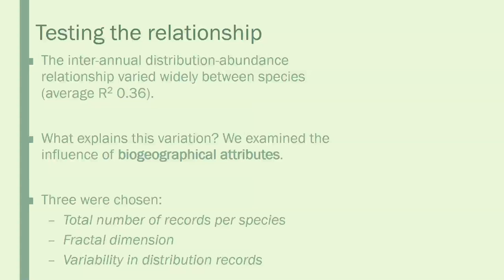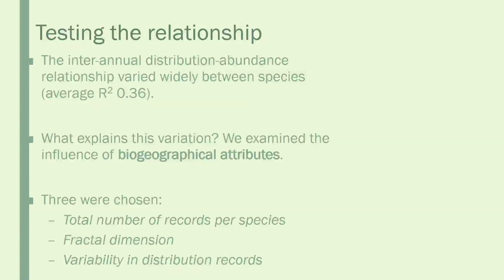The next was fractal dimension, and that is a measurement of how fragmented a species range is. Are the sites it is found at clustered together? Are they far spread apart? And it's a very simple score between 0 and 2, 0 meaning the species range isn't fragmented at all, 2 being it's completely fragmented. And the last one was variability in distribution records, which I've mentioned briefly earlier, is the mean absolute interannual change in distribution records. This is the magnitude of interannual changes that the species usually experiences in our study period.